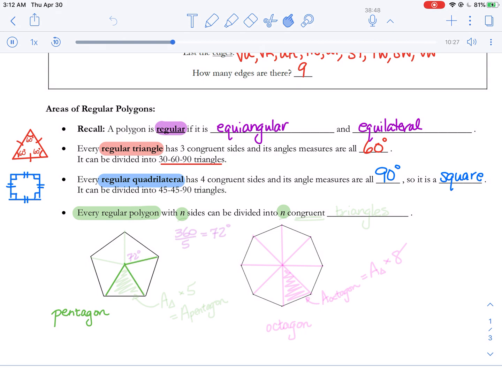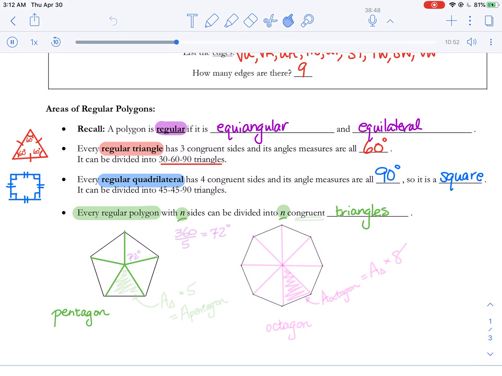What will these shapes be? Triangles. Every regular polygon can be split into triangles that are all congruent. So if it's a pentagon, there'd be 5 triangles. If it's an octagon, there'd be how many triangles? 8. If it's a hexagon, there'd be 6 triangles. So n is going to be the same number of sides as it is congruent triangles.